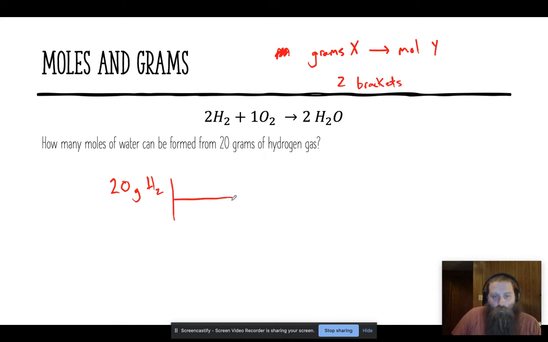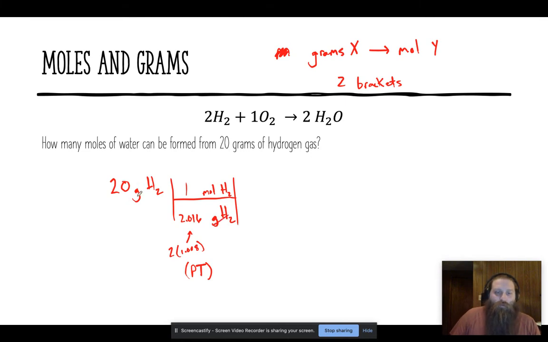That means grams of H2 goes on the bottom because that's my given unit. Grams always goes to moles. And if I have grams of H2, I have to go to moles of H2. We know that 1 mole of H2 is 2 times 1.008, that's 2.016, right? That's from the periodic table. So this is a molar mass bracket, or a periodic table bracket.